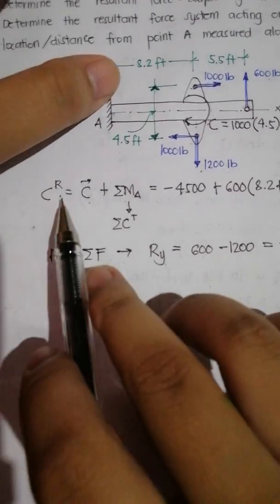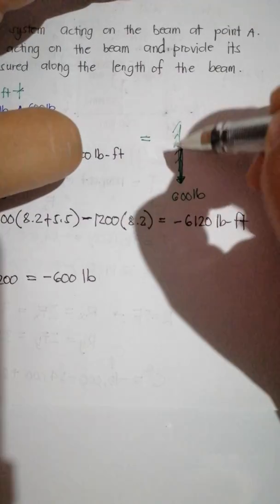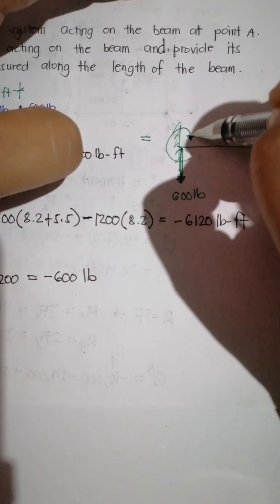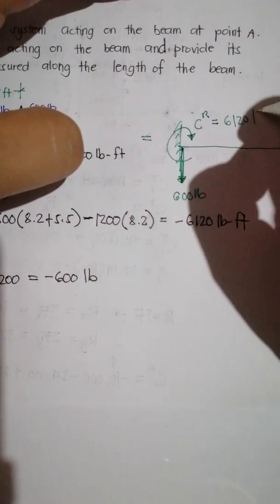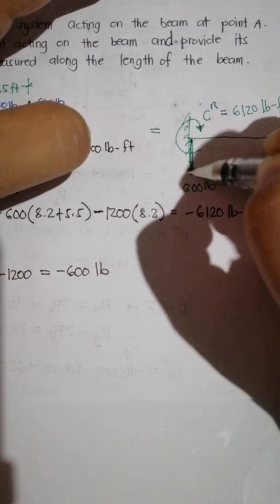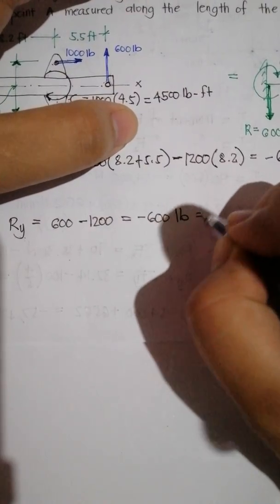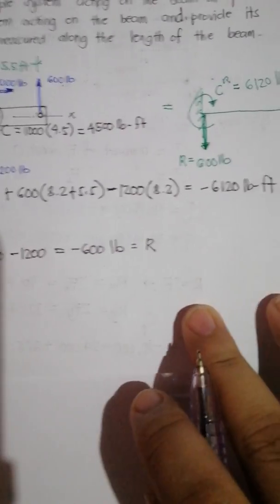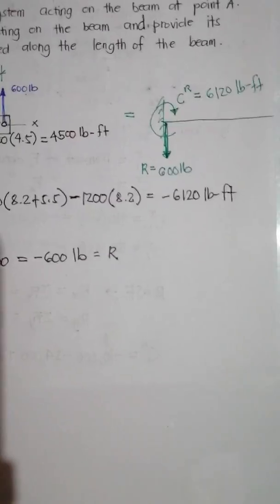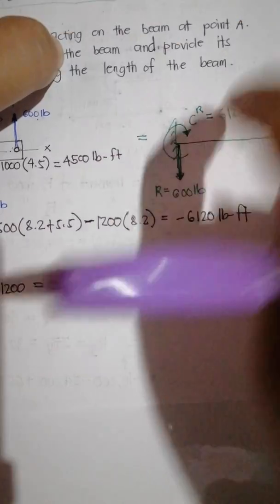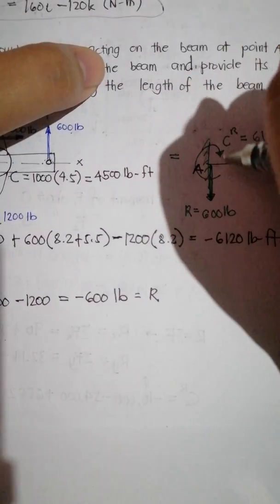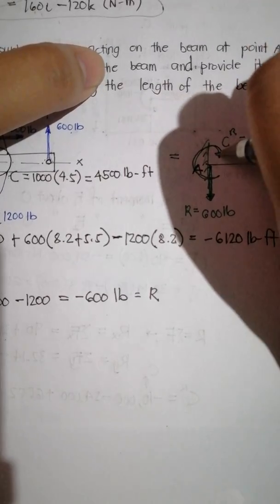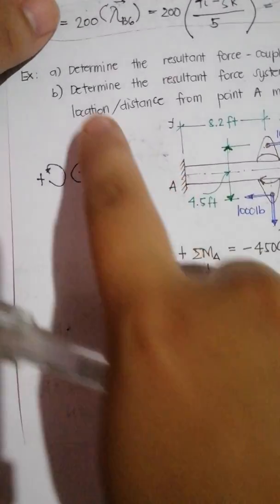Then the resultant couple is negative. Since this is negative, it's acting clockwise with a magnitude of 6,120 pounds-foot. Then this is the resultant couple. So this is now also the resultant. Okay. Resultant force. So this force system is equivalent to this force system. Remember, this is point A. Okay. So we transferred everything to point A. Okay, that is for A.